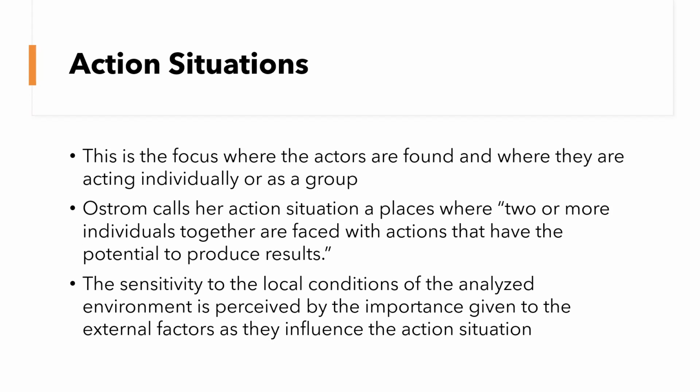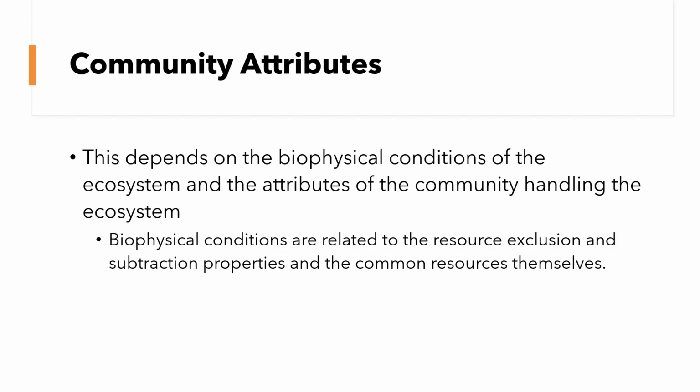Common resources that people use are water, wood, fish, etc. Community attributes depend on the biophysical conditions of the ecosystem and the attributes of the community that handle that same ecosystem. So the community attributes that we need to take into consideration are trust, shared values and goals among the members, heterogeneity, social capital, cultural repertoire, and group size. And going on, biophysical conditions are related to the resource exclusion and subtraction properties and the common resources themselves.